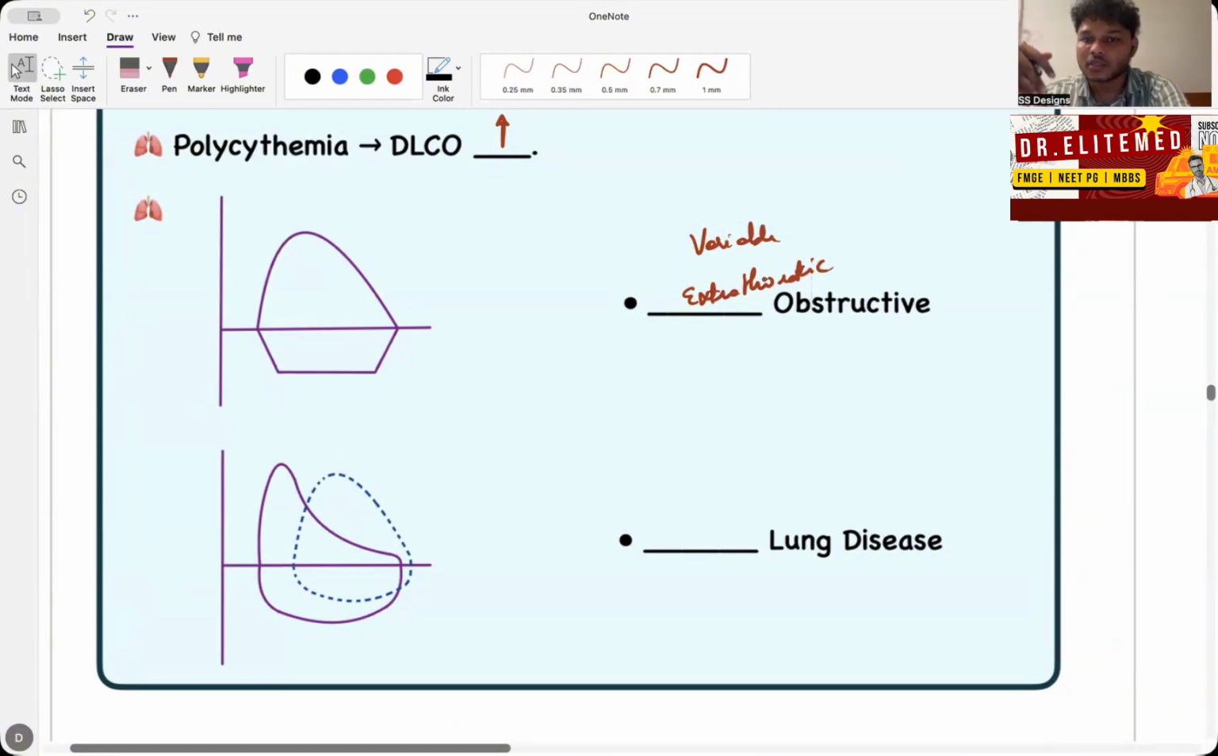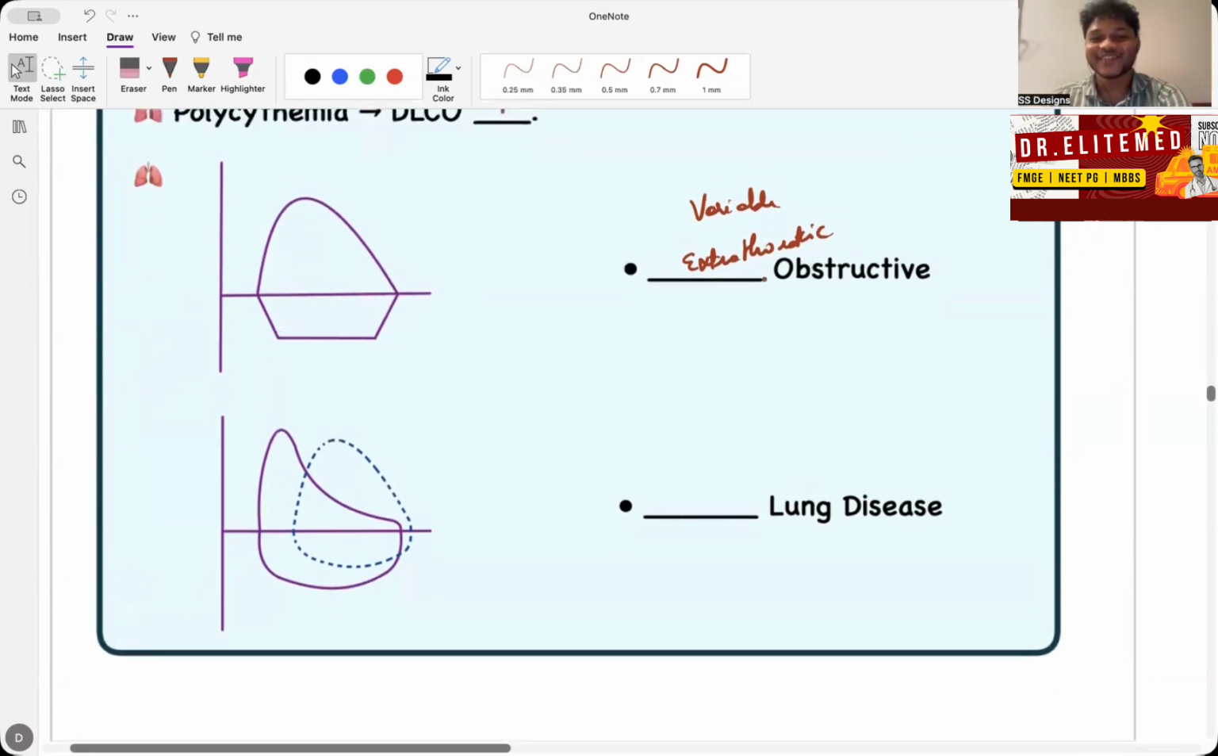So in extrathoracic, expiration is going to be normal. Extrathoracic, E is normal. Don't get confused, okay? If you get confused, it will be very, very difficult.